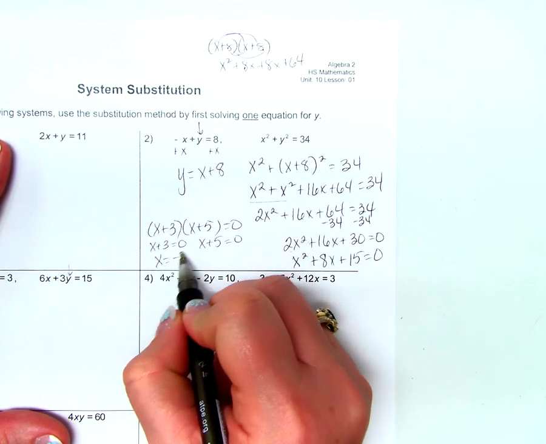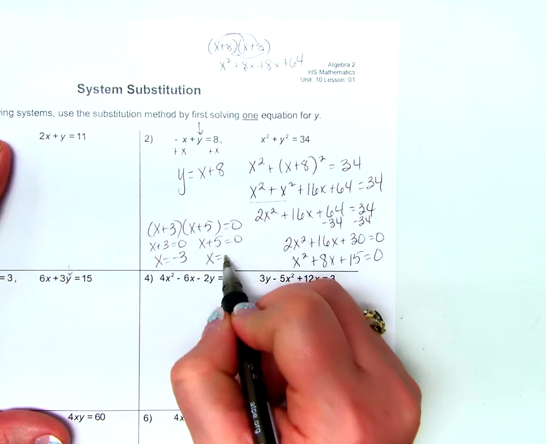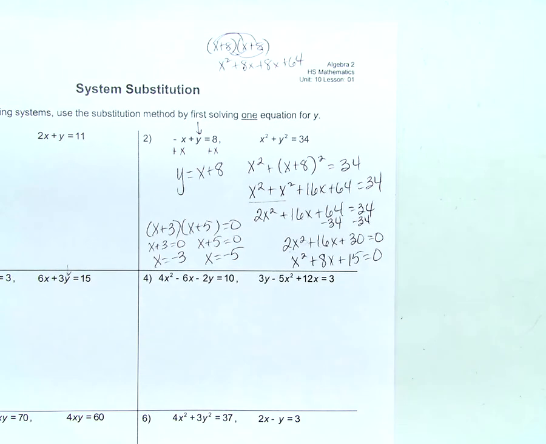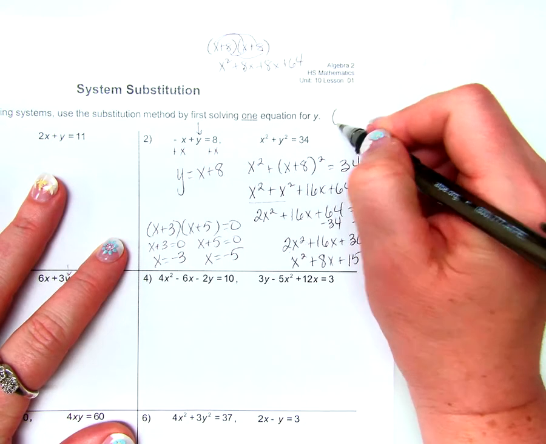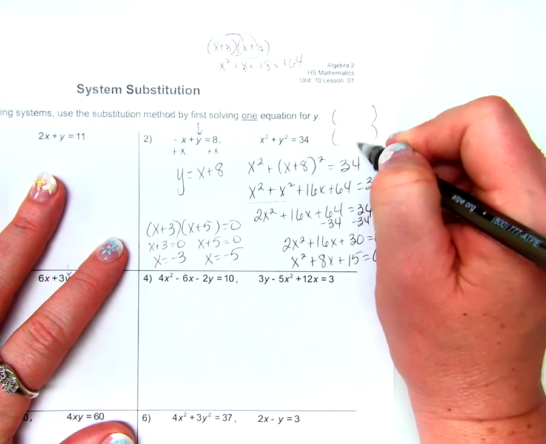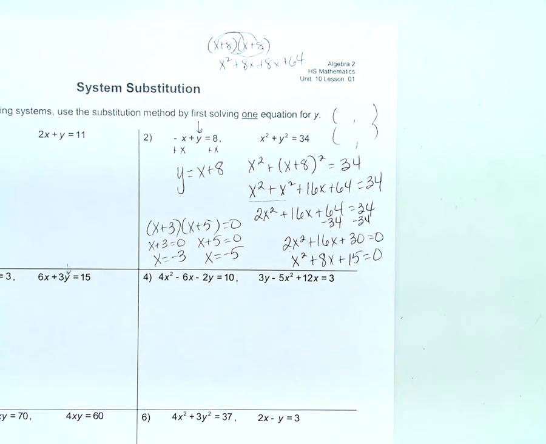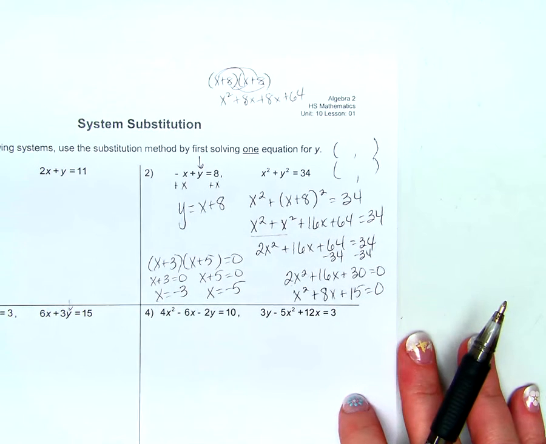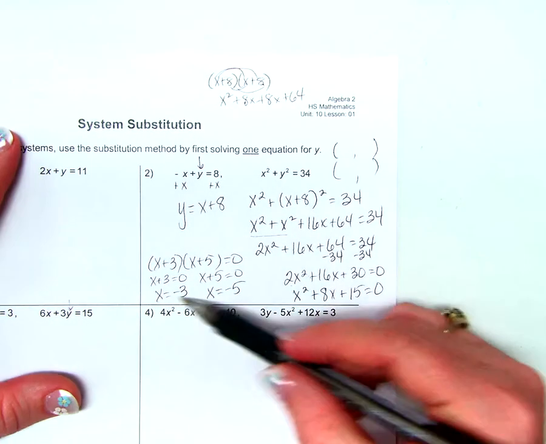So x is going to equal negative 3, and x is going to equal negative 5. Now, the problem is, at this point, we're not finished. Okay? If it says solve, we have 2 points of intersection, right? We know that if we're solving a system of equations, we're going to get points of intersection. That's going to be our solution. We have 2 points of intersection.